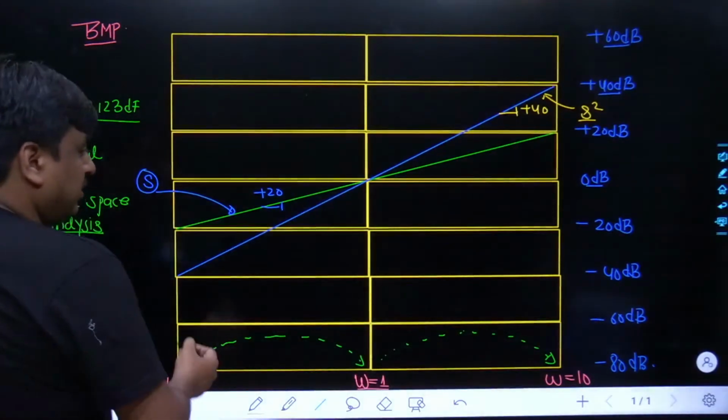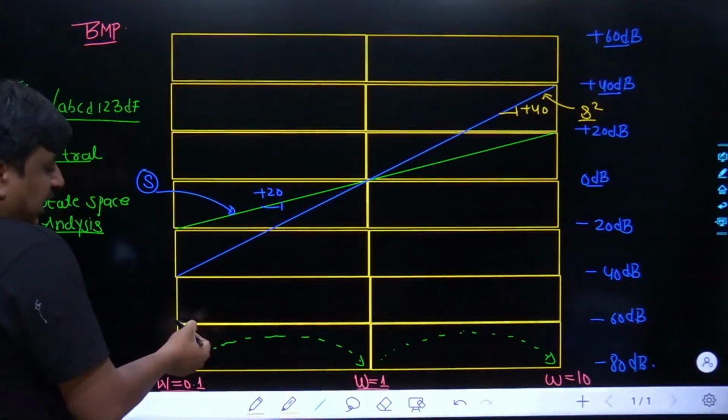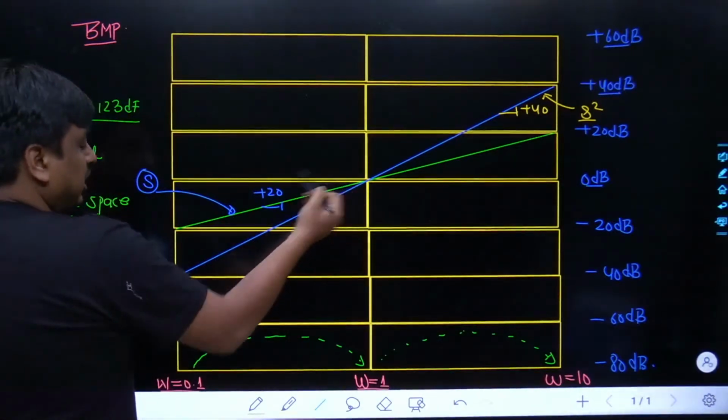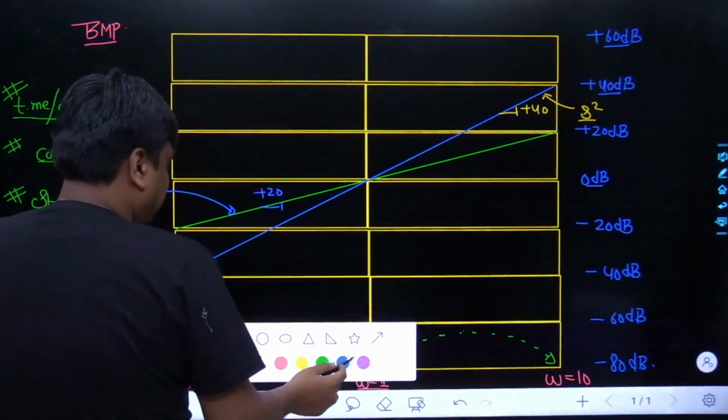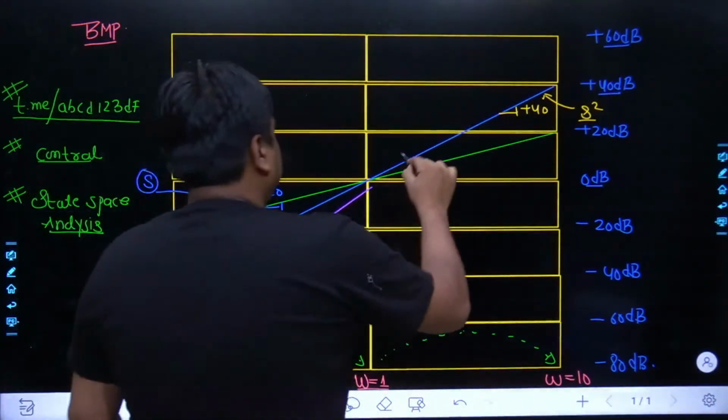So you had been starting from minus 60, and within one decade you reached 0. So minus 60 plus 60 becomes 0. So the rise had been plus 60 dB per decade. So what had been happening over there?